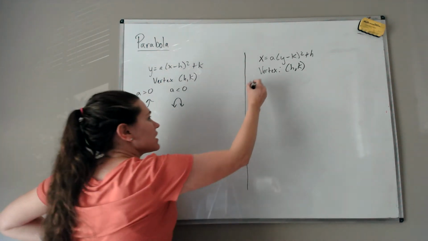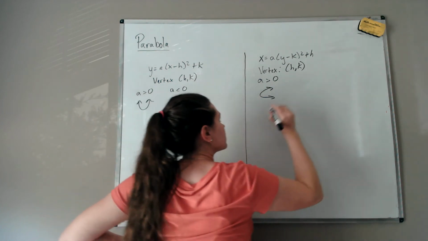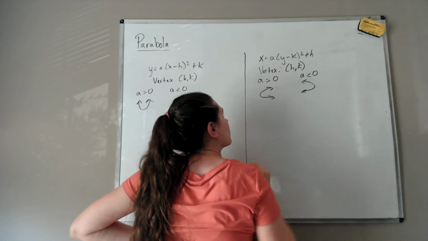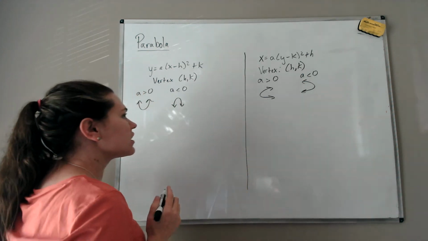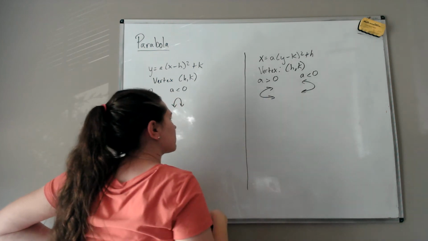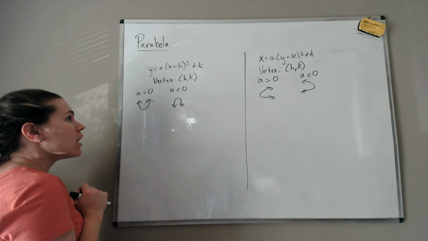So when a is greater than 0, you actually have a sideways U that opens to the right. When a is less than 0, that means your output values would be falling. You notice the outputs are x, so that's why x is getting more and more negative. x is getting more and more positive when a is greater than 0 there.